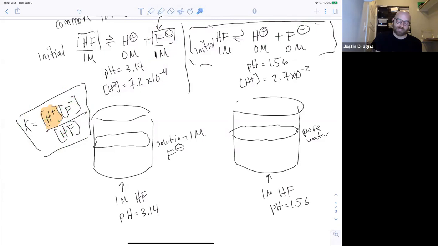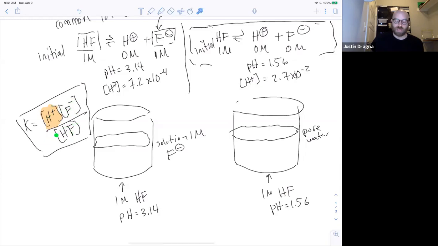So K is constant. These things can vary, and changing one or two of them will affect whatever this is. Intuitively it makes sense that if you assume F minus is 0 and I take HF at 1 molar versus 2 molar versus 3 molar, that's going to affect our pH.